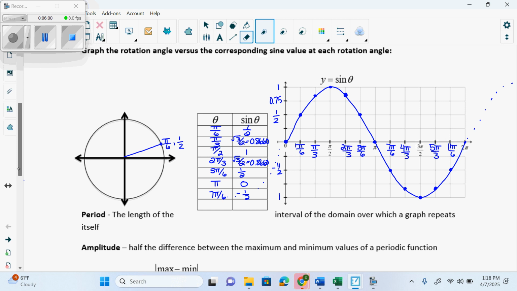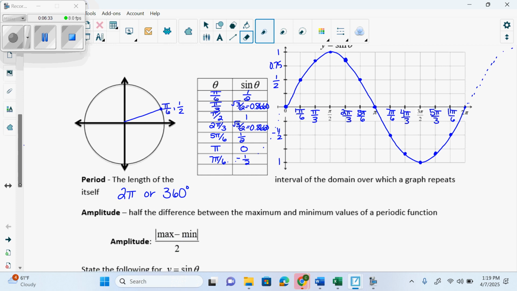So here it says the period is the length of the interval of the domain over which the graph repeats itself. So what's the period of this graph? How long did it take till it repeated itself? So I go past the max, past the min, back up to here. Then it'll keep going and it'll repeat itself, correct? So how long did it take till it repeated itself? 2 pi. Or if it was in degrees, 2 pi or 360 is what a sine graph does.